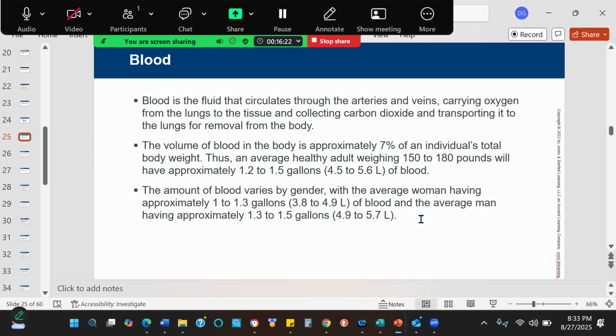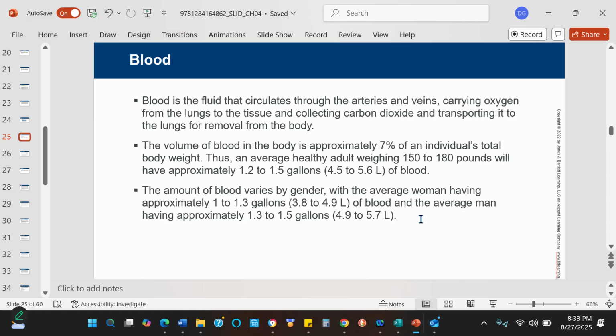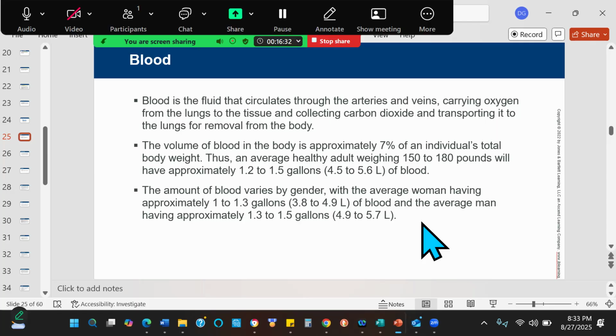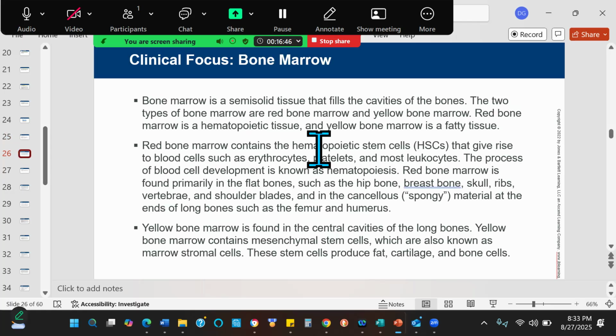So volume of blood in the body, about 7% of total body weight. About 1.2 to 1.5 gallons, or that would be 4 to 5 liters roughly. It does vary somewhat by gender, but something in that range is going to be correct. Maybe 3.8 to 4.9 liters for women. Women do have a little lower hemoglobin and red blood count for exactly the reasons you imagine. The monthly menstrual cycle takes a certain amount of toll on that.